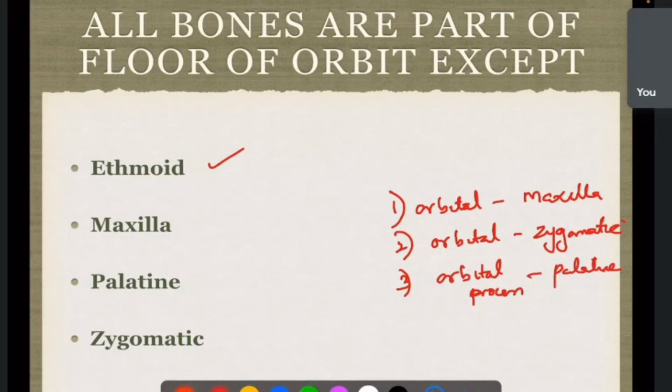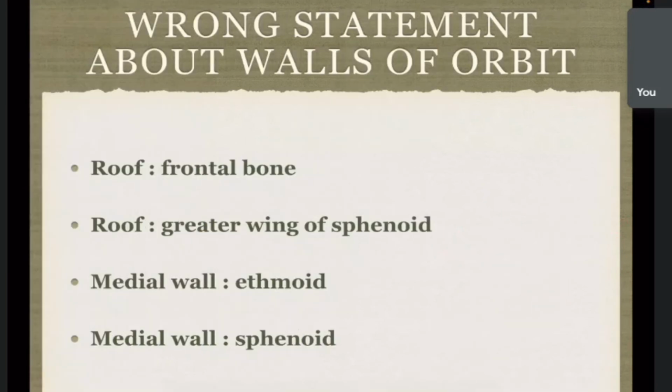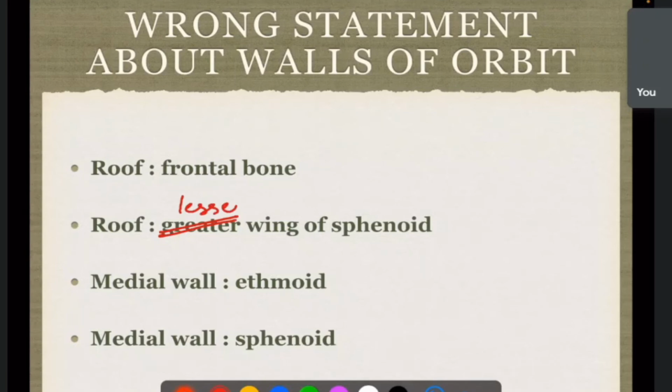Ethmoid will come in which wall of orbit? Medial wall. Yes, very good. Medial wall of orbit. Then, wrong statement about the walls of orbit: roof is formed by lesser wing of sphenoid. Yes, roof is formed by which wing? Lesser wing. So roof is formed by which all bones?